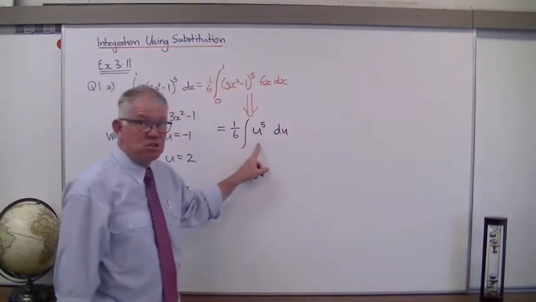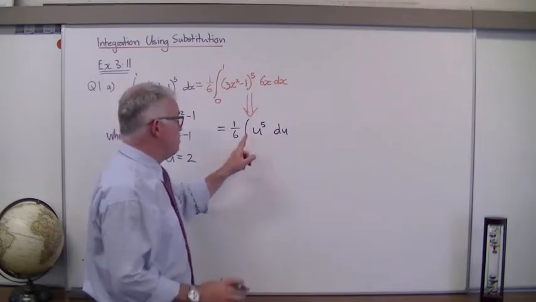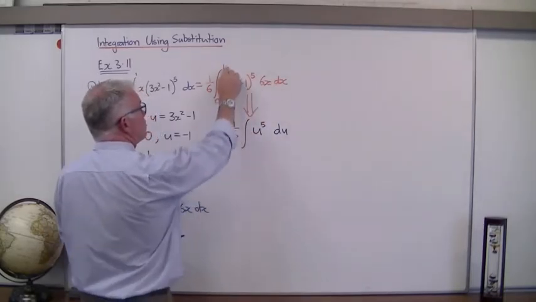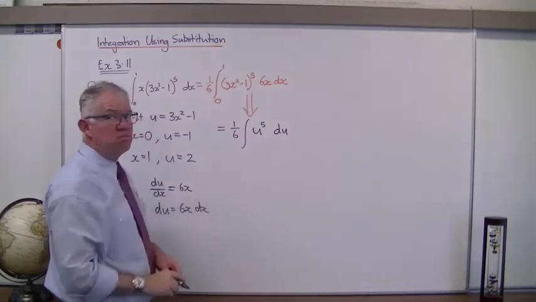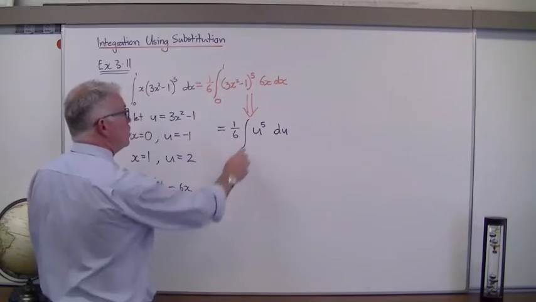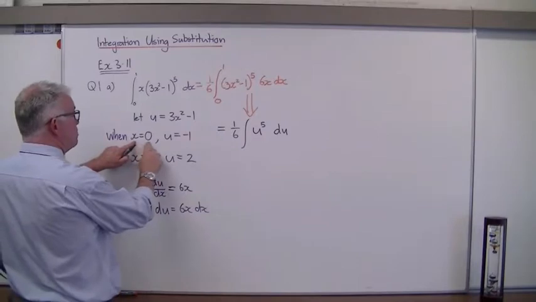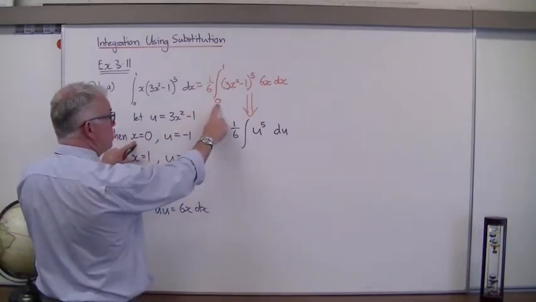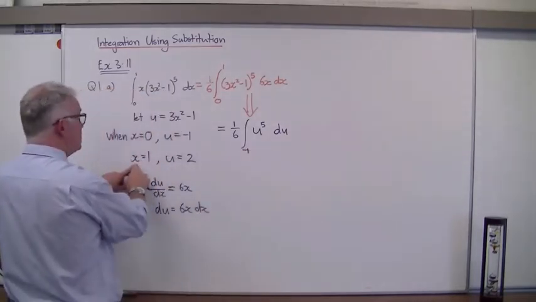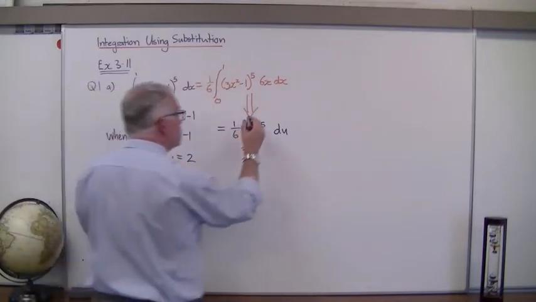Now this thing here is really, really easy to integrate. But remember, we're no longer talking about functions of x, so the limits of integration from 0 to 1 don't apply anymore. We need to have limits of integration which are meaningful in terms of u. And that's what we've done over here: when x is equal to 0, u will be equal to minus 1. So minus 1 goes in here. When x is equal to 1, u will be equal to 2. So the 2 goes in here.